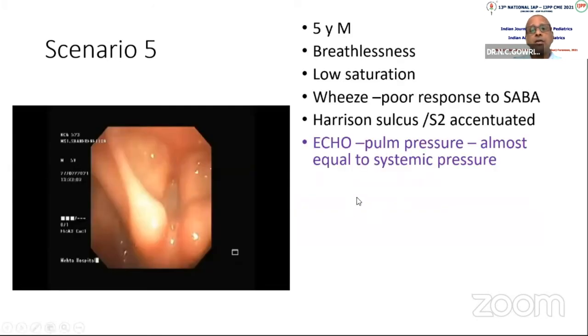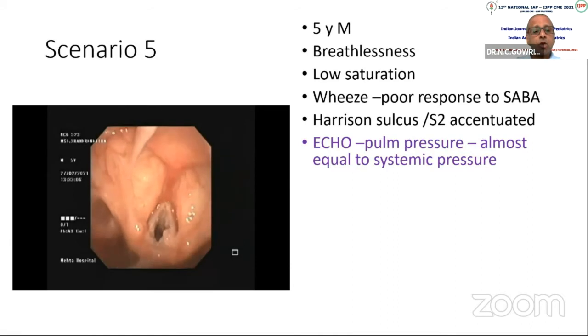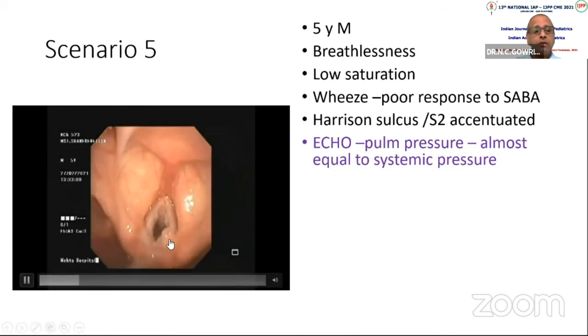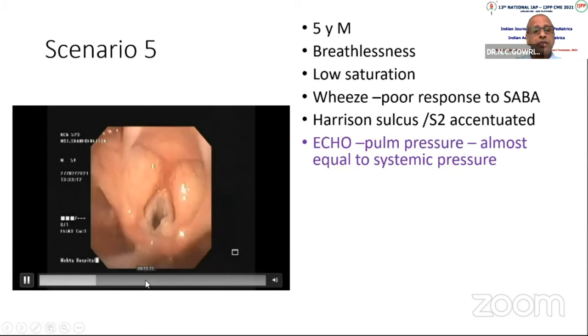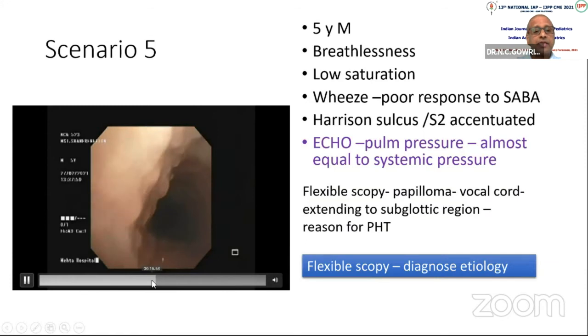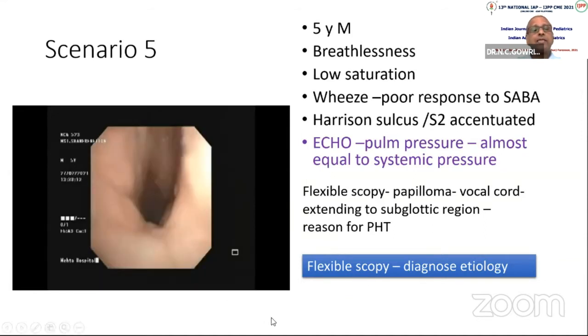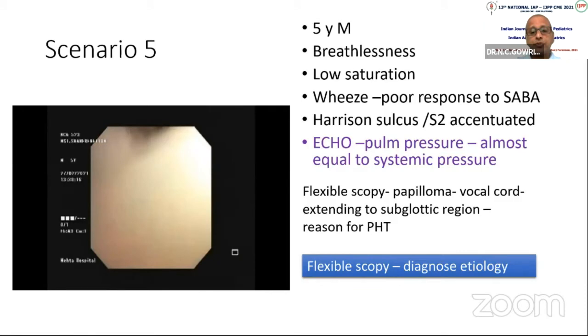This is a 5-year-old child who has breathlessness, Harrison sulcus, accentuated second heart sound. Echo shows pulmonary pressure almost equal to systemic pressure. Look at the scopy. What do you see here? The vocal cord shows papilloma. You are able to see the papilloma, but from inside. If you come from inside, from the trachea, you see it extends up to the epiglottis. This is the extent of the papilloma, undiagnosed, and it has led on to pulmonary hypertension. So flexible scopy can diagnose etiology.